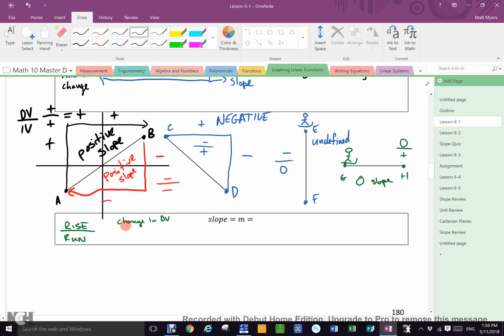2, it's the change in the DV divided by the change in the IV, which is wonderful if we're doing something in real life, like distance and time, right? It's also the change in Y, because if we're in math class, it's Y's and X's, over the change in what? Change in X.